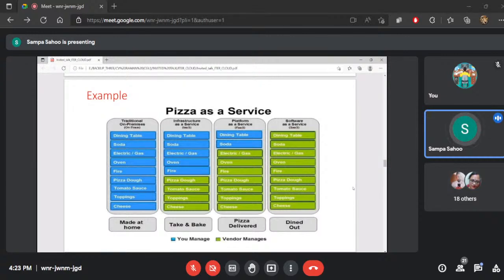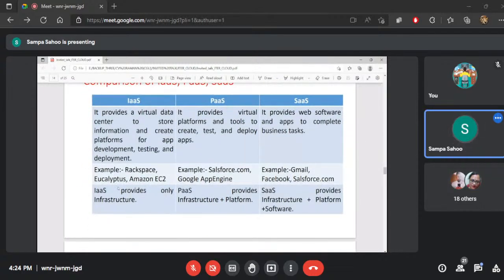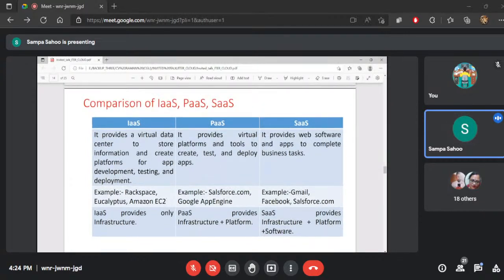In software as a service, you don't have to make any extra effort. You just need to use whatever services are available. So if you compare, then IaaS examples are Rackspace, Amazon EC2. PaaS example will be Google App Engine, and SaaS examples can be Gmail, Facebook, like that.